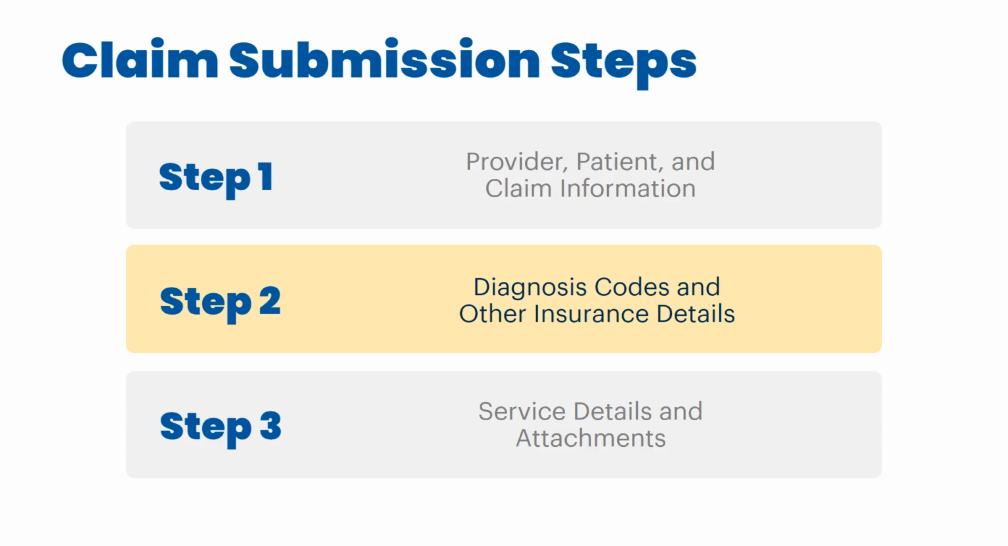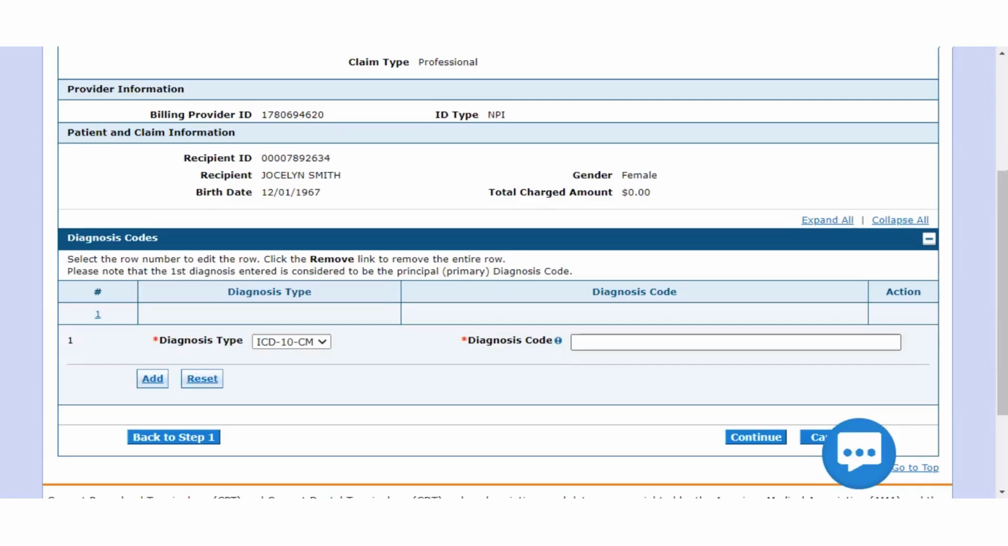Step 2 of submitting a basic claim is where you will report diagnosis codes. When Step 2 is first displayed, all of the panels are expanded. Click Collapse All to close all panels, or click the minus icon to close only that panel. Click the diagnosis code field. The first diagnosis entered is considered to be the principal or primary diagnosis code. This portal allows for up to 8 diagnosis codes.